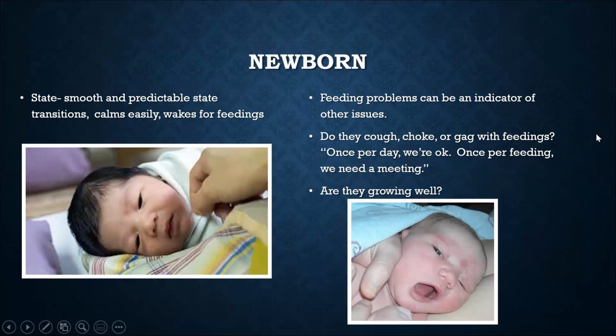You also want to look at their states, which is a classifying system of, are they awake, alert, sleepy, crying, fussing? And you should see that most typically developing newborns have a smooth and predictable state transition. So they don't abruptly go from crying to passed out asleep. You want them to slowly kind of wake up and fuss. They should also be easily calmed and comforted. And they should start to wake for feedings, but mostly be asleep for their 24-hour period.